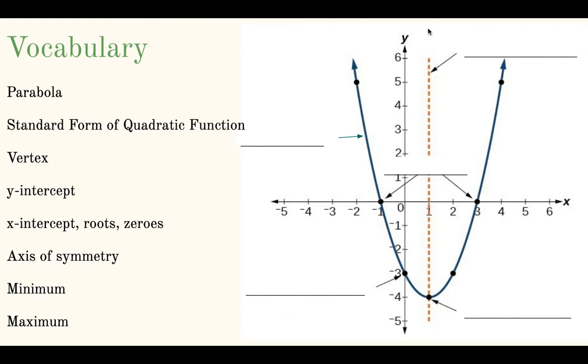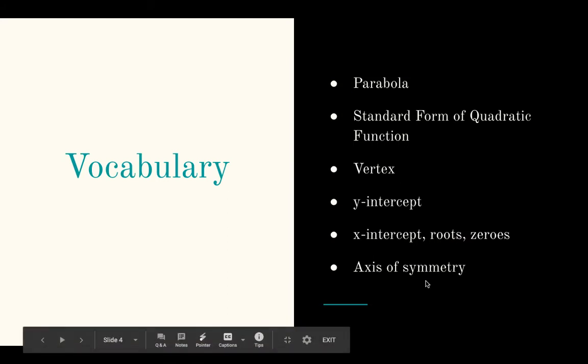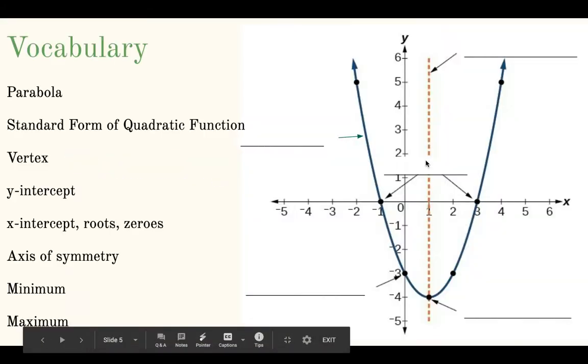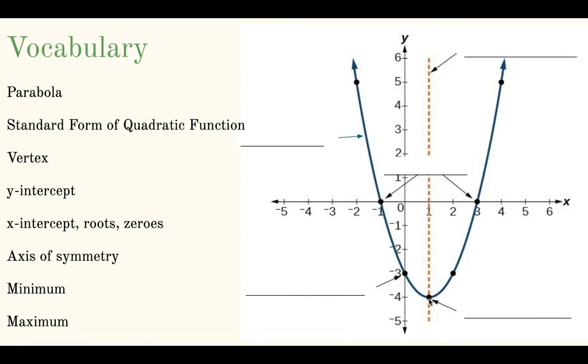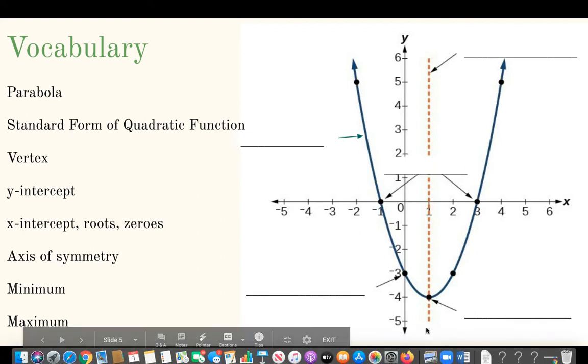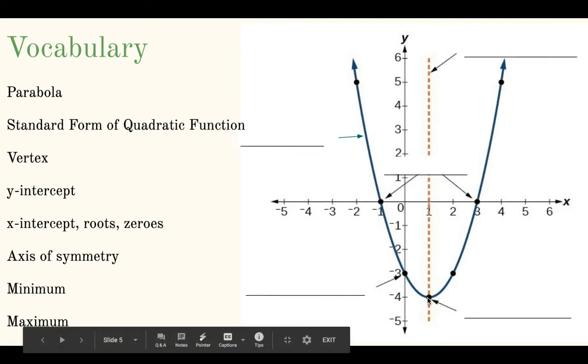The axis of symmetry is a vertical line that goes through the vertex. So the axis of symmetry here is x equals 1. The minimum value is the smallest point in the parabola, or the maximum value is the highest point of the parabola. So in this case, the minimum value is the vertex, which is at (1, -4).